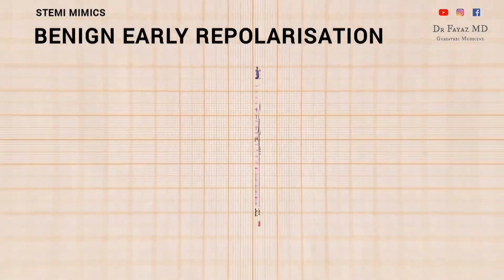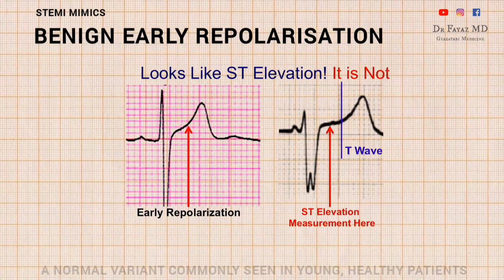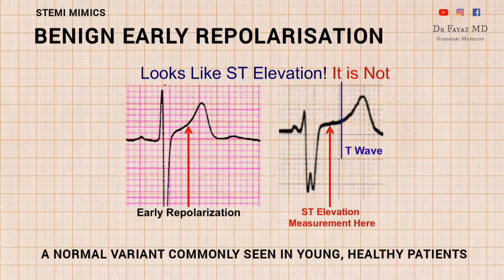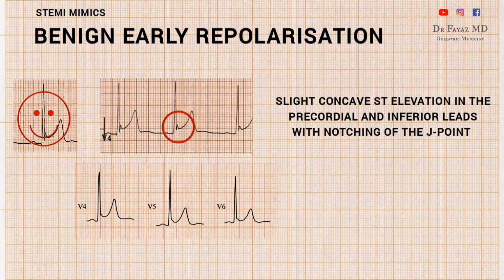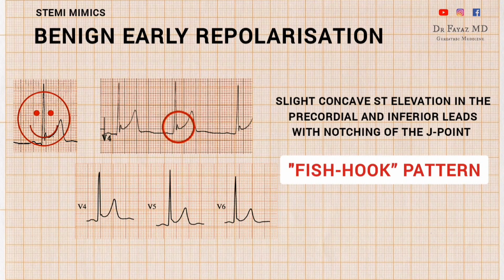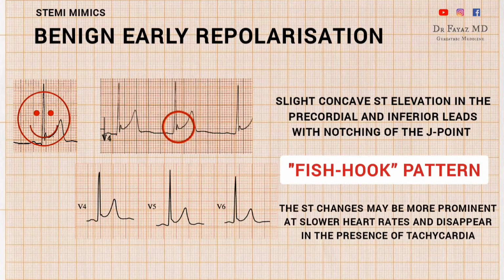Number 7, benign early repolarization. It is a normal variant commonly seen in young patients. In ECG, we can see slight concave ST elevation in the precordial and inferior leads with a notching at the J point. So this is called a fishhook pattern. These ST changes may be prominent if the patient has slower heart rate and disappear in the presence of tachycardia.